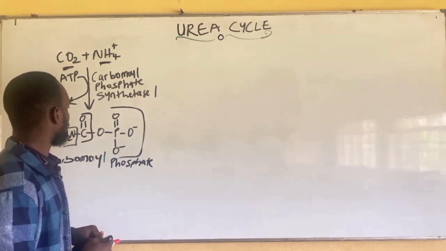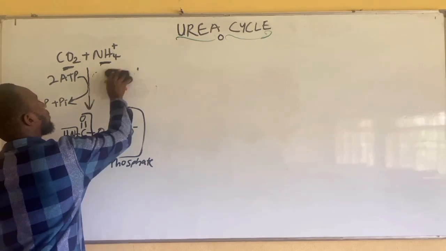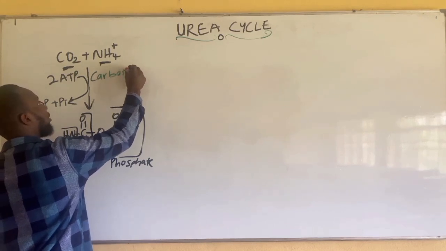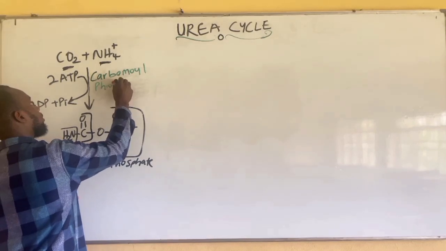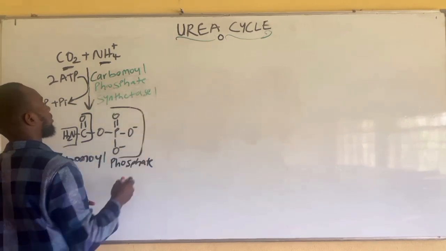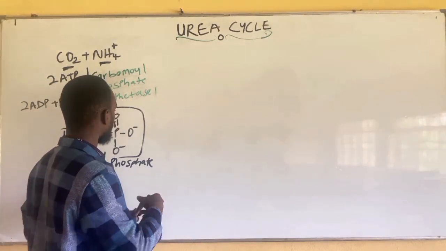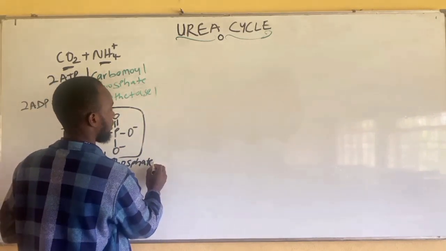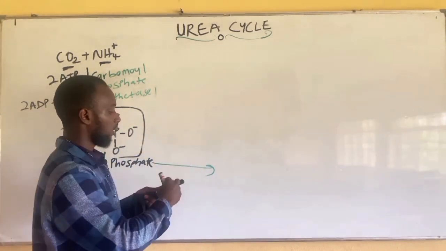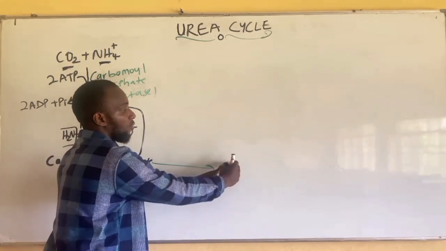So let's look at the second step of the reaction. The next step is the formation of citrulline. See what happens here. What will come in? A molecule of ornithine will come in, plus carbamoyl phosphate, to form citrulline.